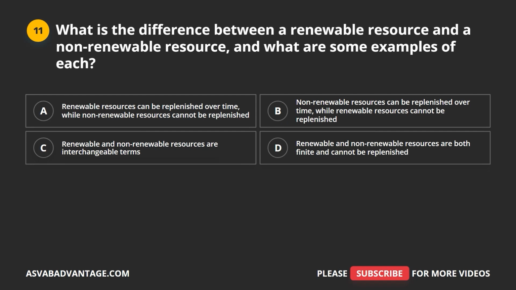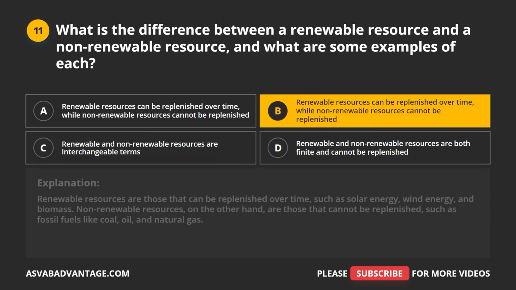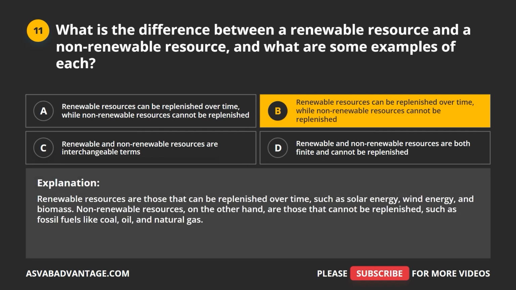The correct answer is B. Renewable resources can be replenished over time, while non-renewable resources cannot be replenished. Renewable resources are those that can be replenished over time, such as solar energy, wind energy, and biomass. Non-renewable resources, on the other hand, are those that cannot be replenished, such as fossil fuels like coal, oil, and natural gas.